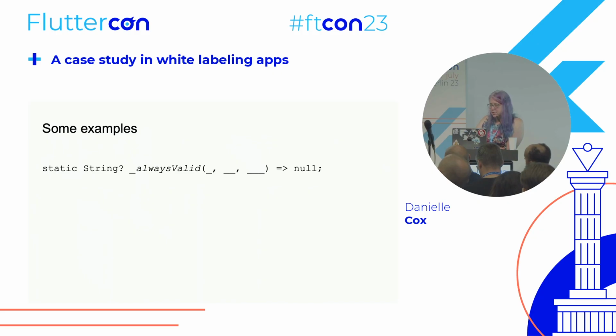So here's some examples of validation. My default validator is always valid. Put a value, don't put a value. Type XXX, type 123. I don't care. It's fine. And so once again, it doesn't need any of our parameters, and it just returns. Remember, null means no error. A string means an error.